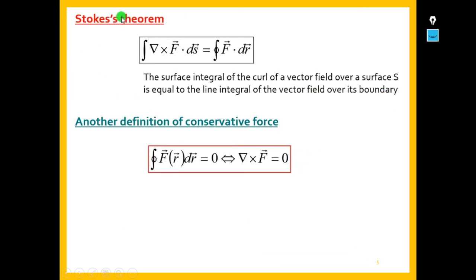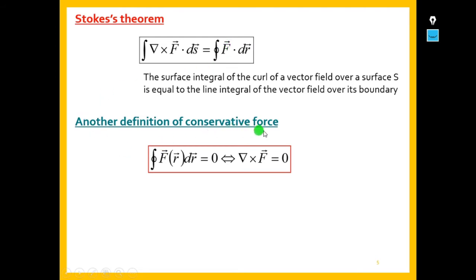As we have already learnt about Stokes theorem, I am just reminding you: the surface integral of del cross f dot ds is equal to the line integral of f dot dr. So this is the surface integral and this is the line integral. According to Stokes theorem, a surface integral can be converted into a line integral, or the line integral of any vector can be converted into a surface integral using the cross product. So the surface integral of the curl of a vector field over a surface S is equal to the line integral of the vector field over its boundary.